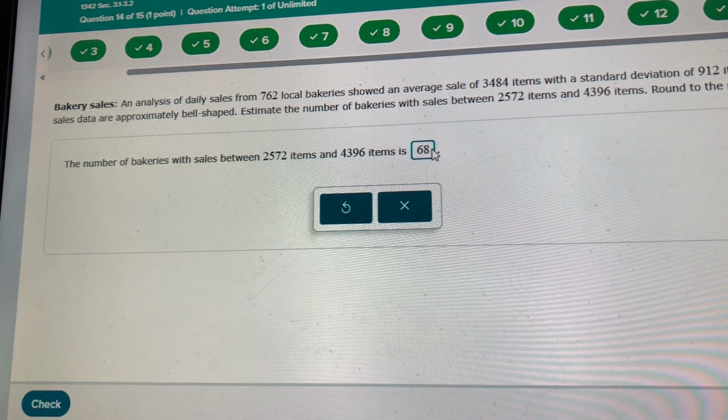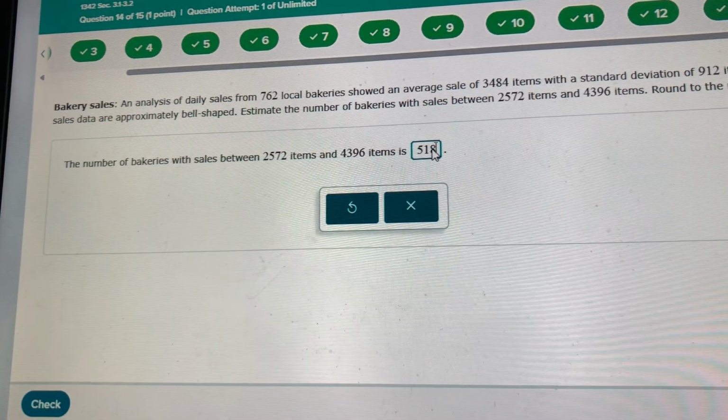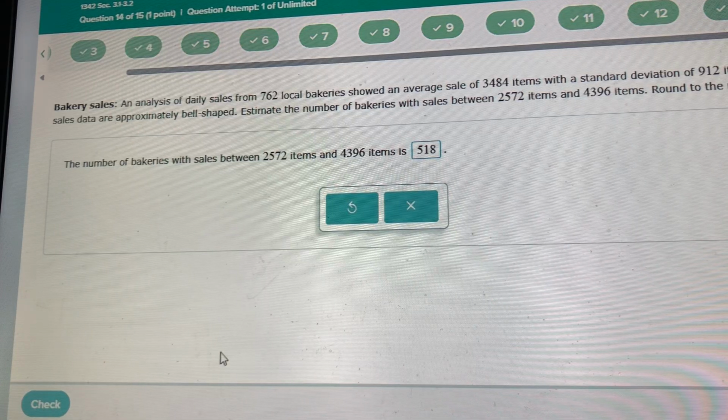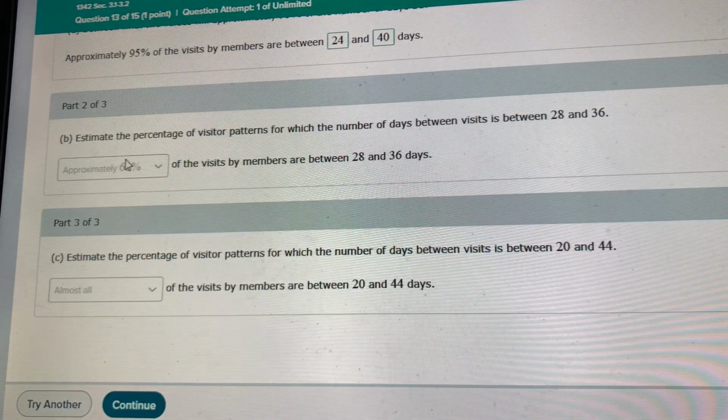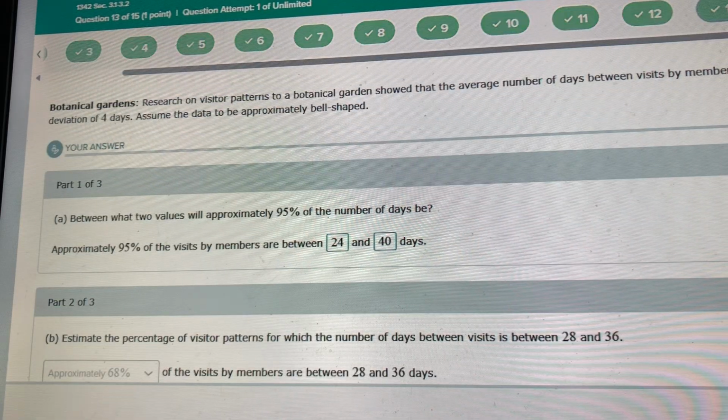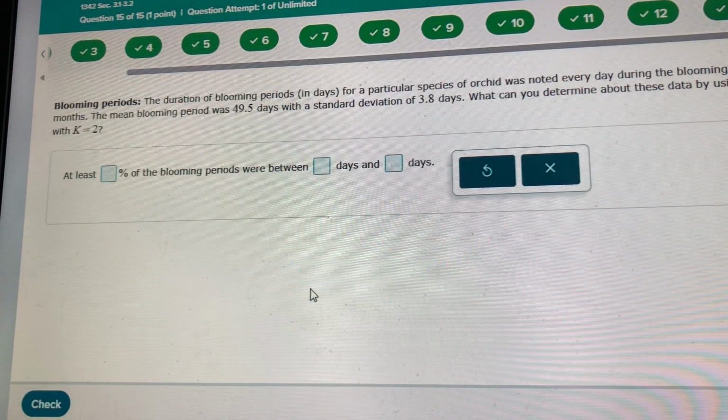So 68% is correct, but they're not asking for the percentage. They're asking for how many bakeries. Estimate the number of bakeries, not the percentage of bakeries. So if they don't ask for the percentage, then you just multiply by the total to get that. And notice in the number 13 problem, if I go back to that, every answer here had percentages on the answers when the drop-down menu came down. But this one, there was no percentage in the box. That's why I knew it didn't want a percentage.